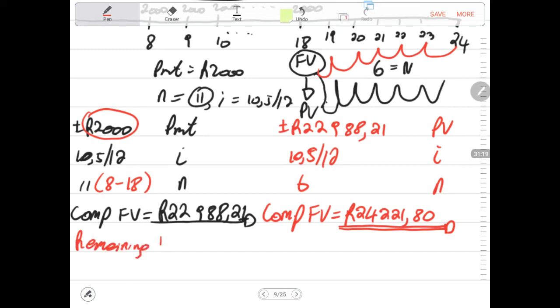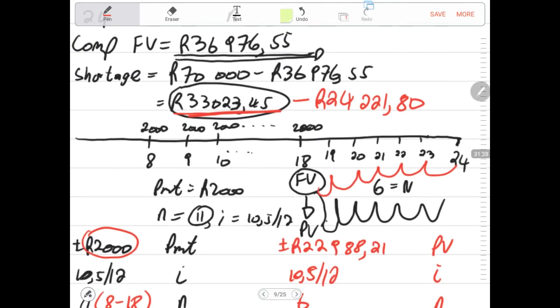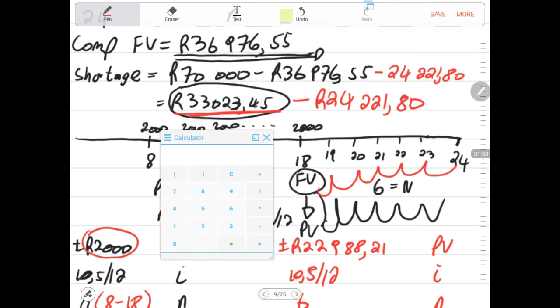Remaining balance after the monthly savings. I'm not going to be deducting everything from the beginning, but you can still do the same thing. You can just say minus here the 24,221.80, or minus from that 33,023 rand 45 cents. It matters not. So please show the workings there. I will just do the calculation and give the final answer.